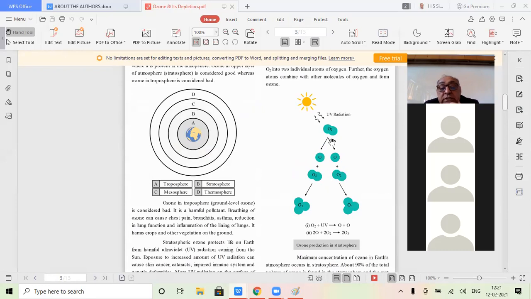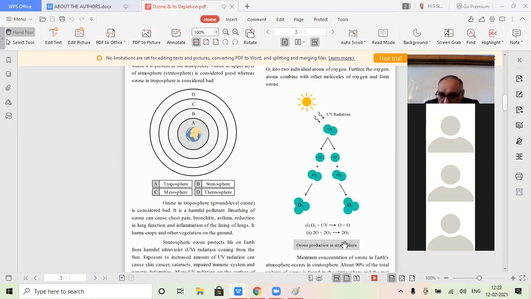So this is the formation of ozone in the stratosphere. How does it happen? Ultraviolet radiation coming from the sun reacts with oxygen and breaks the oxygen molecule into two atoms, O plus O. Then the O combines with another oxygen molecule, and that becomes O3, which is ozone. Very simple process, beta: O2 plus ultraviolet radiation leads to O plus O, and when this O further combines with oxygen, it becomes O3, called ozone. I think this point is clear to you.